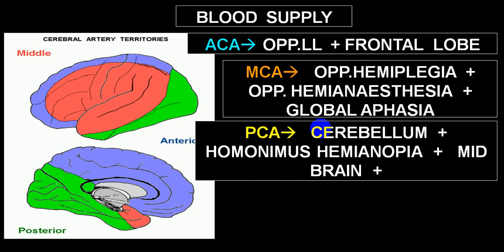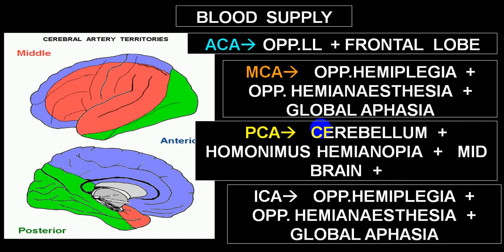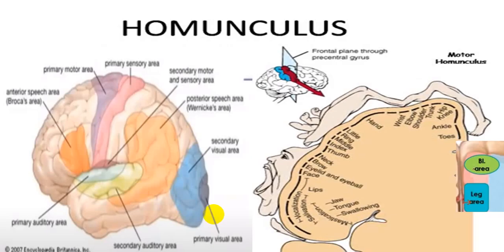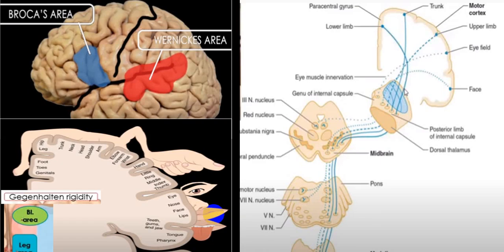And when we get a posterior cerebral artery involved, cerebellum with homonymous hemianopia, and upper part of the midbrain will also be involved, involving third cranial nerve. And if internal carotid artery is involved, you will have a mixed picture of MCA with ACA, that is opposite side hemiplegia, opposite side hemianesthesia with global aphasia. And you can have other areas also getting involved, like Wernicke's area and associated areas producing alexia, agraphia, acalculia, cortical sensory loss, etc. So that will be very, very important.